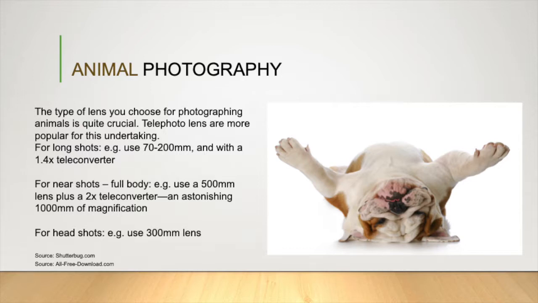The type of lenses you choose for photographing animals is quite crucial. Telephoto lenses are more popular for this undertaking. For long shots, for example, use 70 to 200 millimeters with a 1.4x teleconverter. For near shots, full body, you can use 500 millimeter lenses plus a 2x teleconverter. An astonishing 1000 millimeter of magnification can be used. For headshots, you can use a 300 millimeter lens.